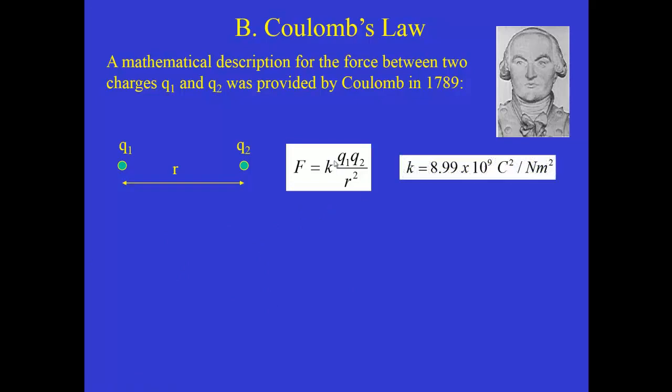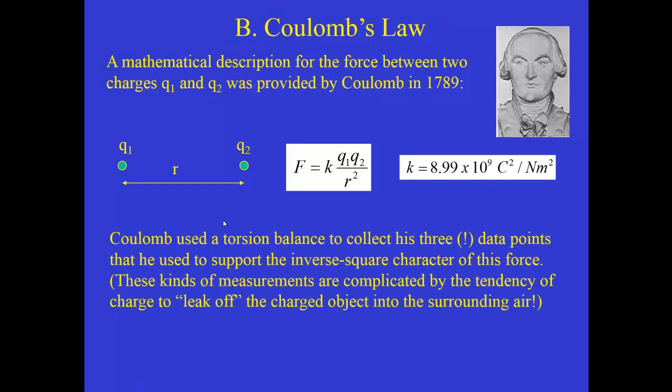This k is simply a proportionality constant that has the value that it has because of the unit systems that we choose. But it has a value that's actually quite large in units of newton meter squared per coulomb squared. And it governs the strength of the interaction between charges and the fundamental strength of the electromagnetic force.